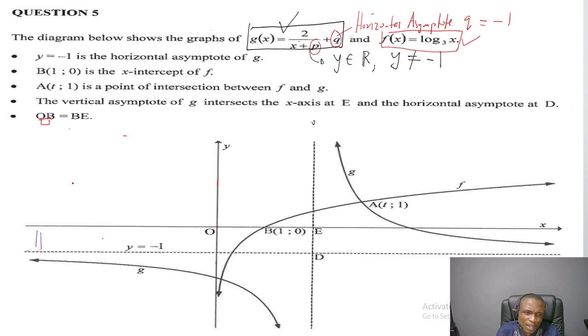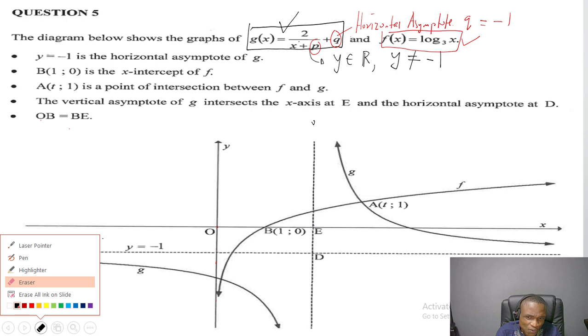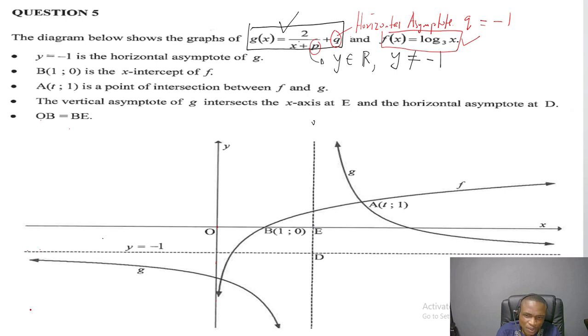Hopefully you are learning, because I can see this question is very, very interesting. The coordinates of A, you still remember I said it's 3 and 1. That will be important. Now, this is the function f here.